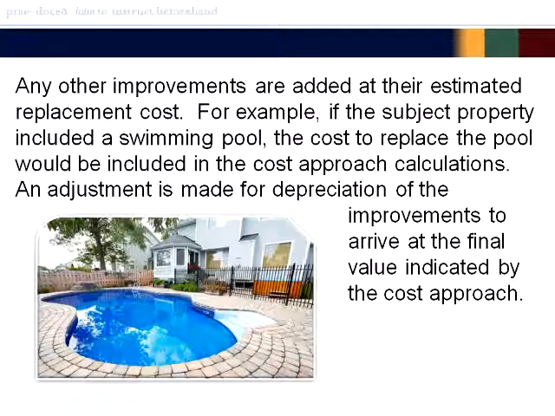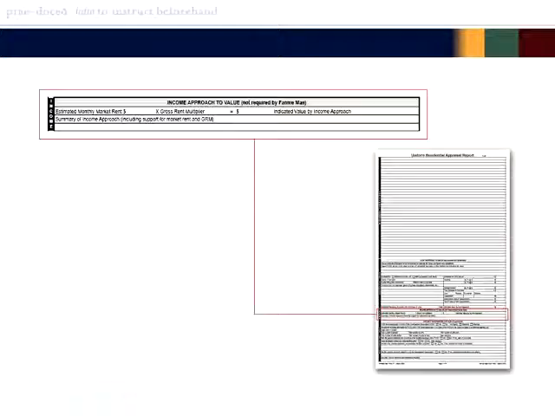Any other improvements are added at their estimated replacement cost. For example, if the subject property included a swimming pool, the cost to replace the pool would be included in the cost approach calculations. An adjustment is made for depreciation of the improvements to arrive at the final value indicated by the cost approach.